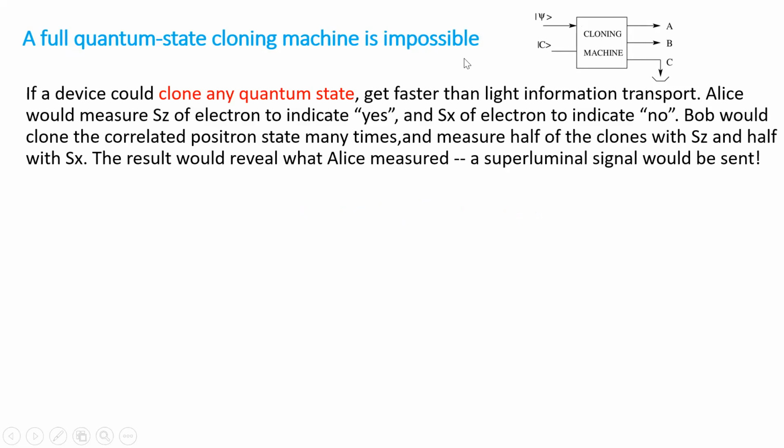So what could happen if we could do that? If a device like this could clone any quantum state, we could actually get faster than light information transport. So we could send information across great distances, between the stars, faster than light. So how would this work?